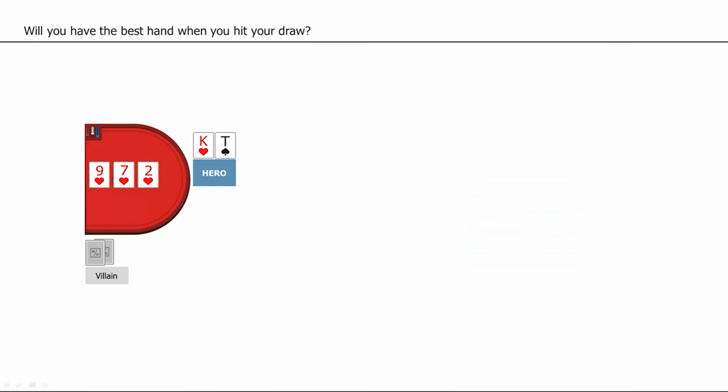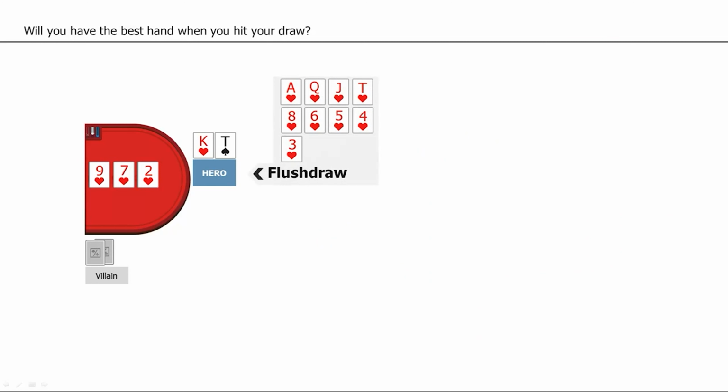In the last step, you should ask yourself if you really will have the best hand when your draw hits. In this case, you have a K-high flush draw, which gives you 9 outs. However, if your opponent holds the ace of hearts, all these outs are useless and you will always be behind with a flush. If your opponent has 8 and 6 of hearts, you're also missing outs. The 8 and 6 are of course not in the deck anymore. The 5 and the 10 give your opponent a straight flush. You therefore only have 5 outs.